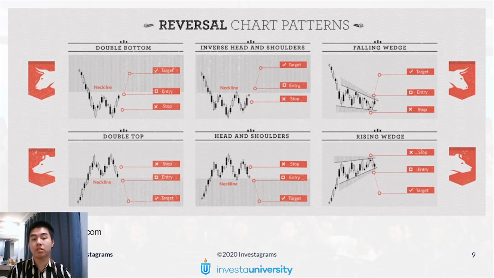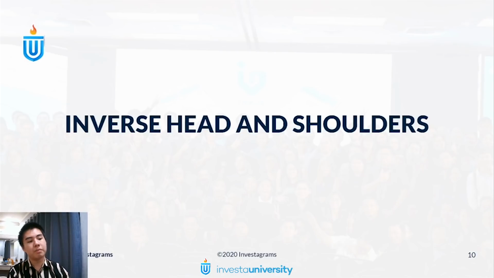And we have bearish reversal patterns, or the topping patterns. When a stock is in an uptrend and forms a bearish pattern, which may lead to a potential downtrend. So here's a few that I'm going to be discussing today. Now first, let's talk about the inverse head and shoulders.